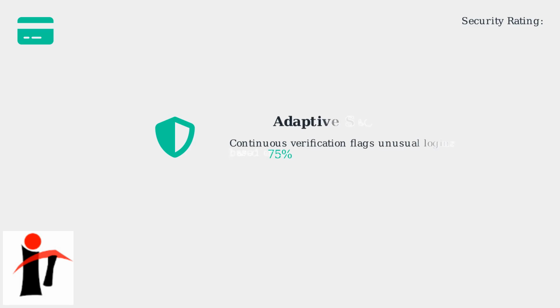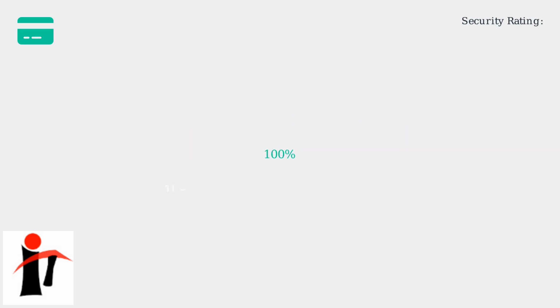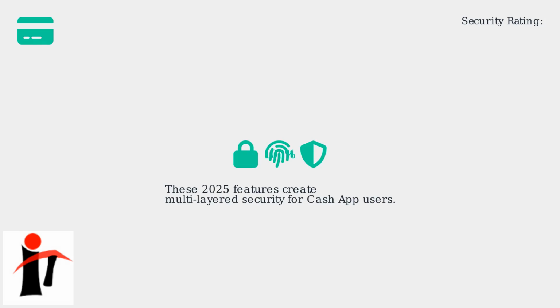Adaptive Security provides continuous verification, automatically flagging suspicious logins by checking device integrity and location. This zero-trust approach adapts to user behavior for enhanced protection. Together, these advanced features create a robust security framework, protecting against modern threats while maintaining user convenience.